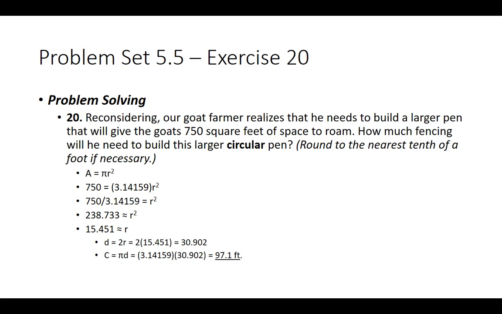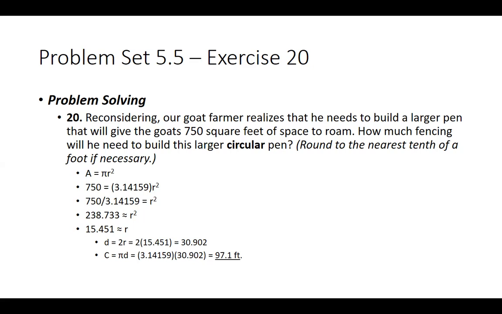To get r, we're going to need to take the square root of both sides. And the square root of 238.733 is 15.451. So let's take a moment and see where we are. We now have the radius of 15.451 feet. We need to know how much fencing we need to build the circular pen. That means we need to know the circumference of the circle that has the radius of 15.451 feet.